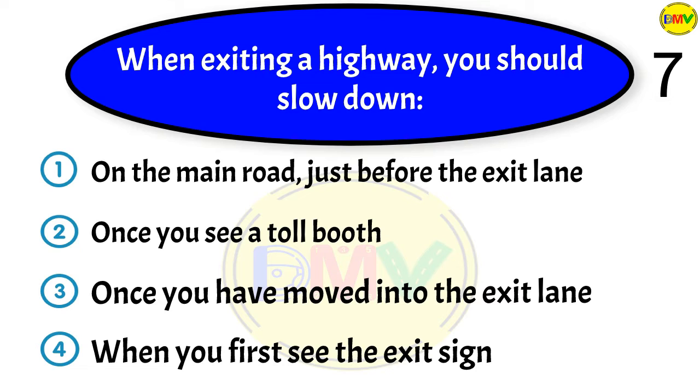The question 7. When exiting a highway, you should slow down: 1. On the main road, just before the exit lane. 2. Once you see a toll booth. 3. Once you have moved into the exit lane. 4. When you first see the exit sign.